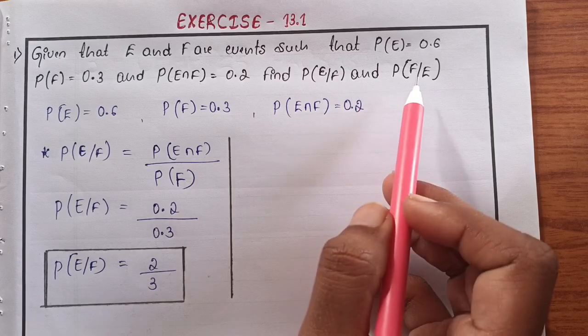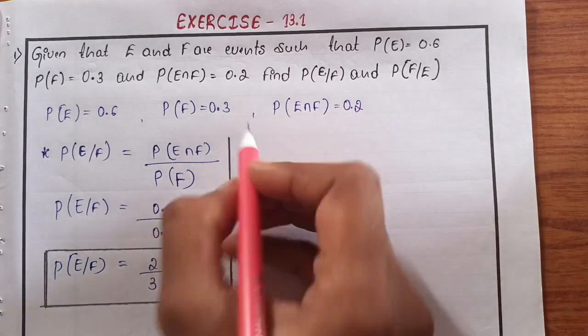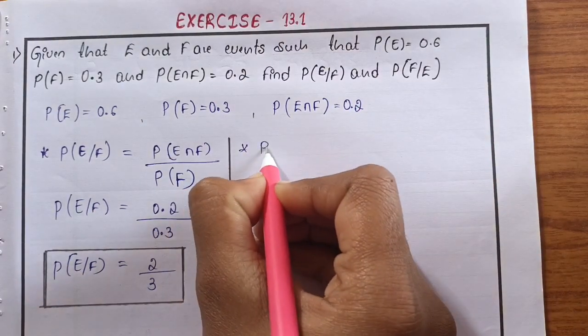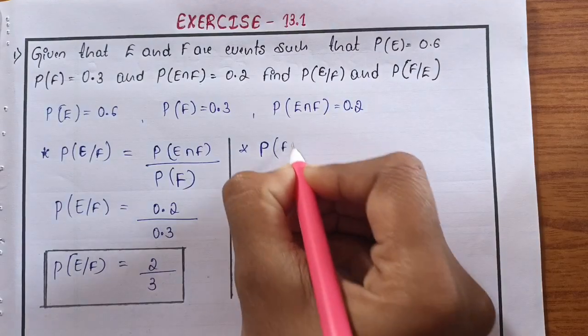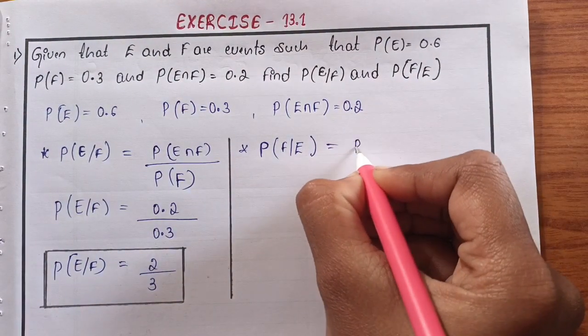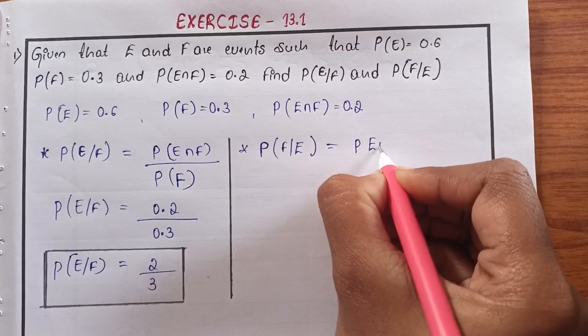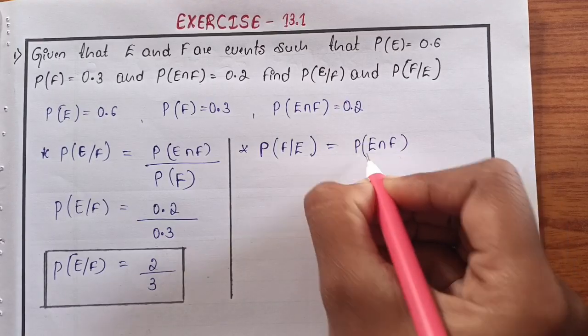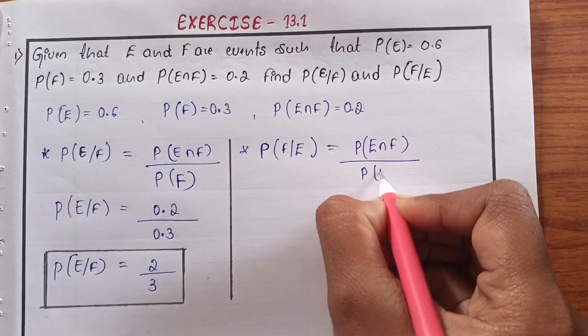So second, find out the probability of F by E. Second, probability of event F by E equal to, what is the formula? Probability of E intersection F divided by probability of E.